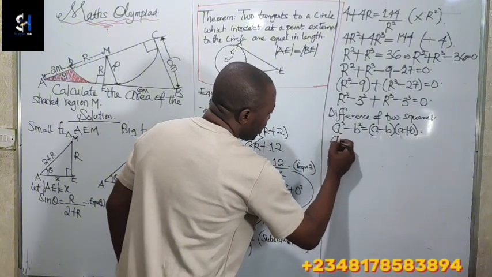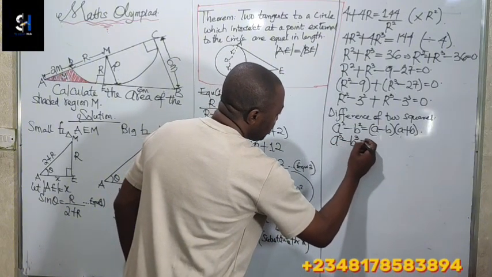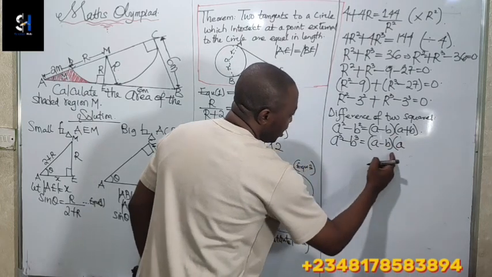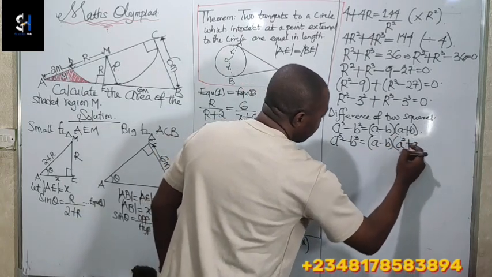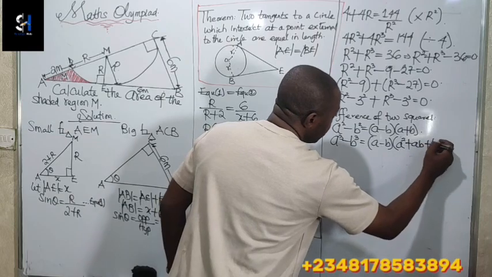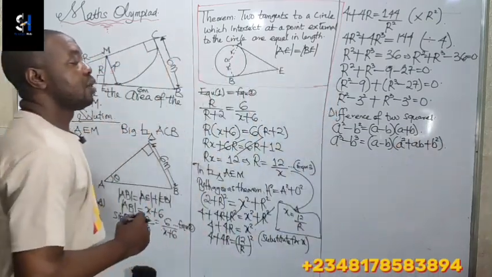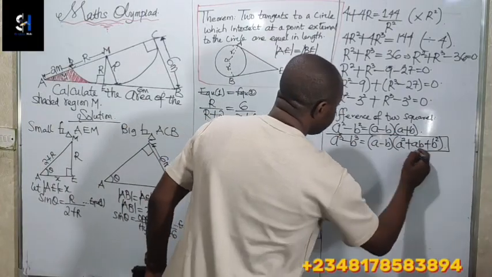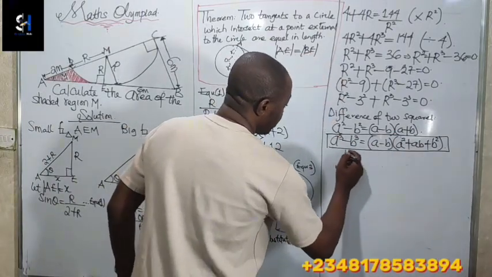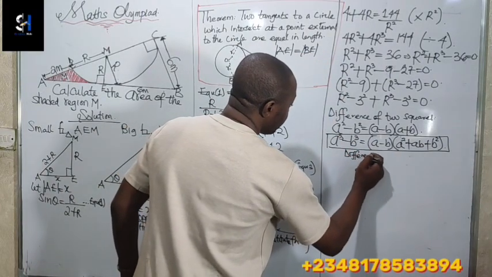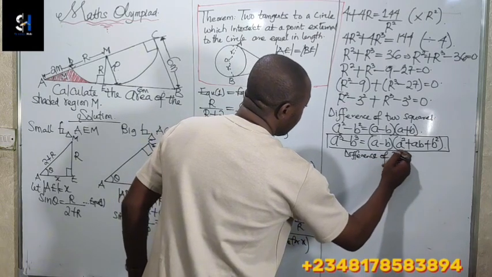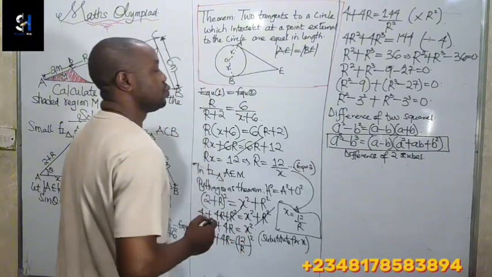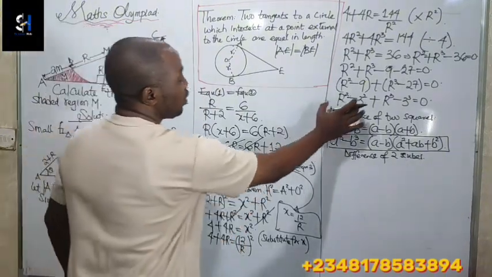Then we also have a cubed minus b cubed. That will be (a minus b)(a squared plus ab plus b squared). All right, so that's for the difference of two squares and the difference of two cubes. This one is for the difference of two cubes.